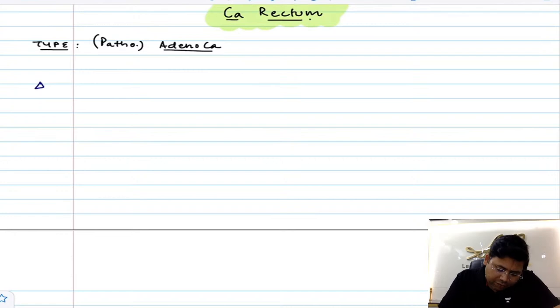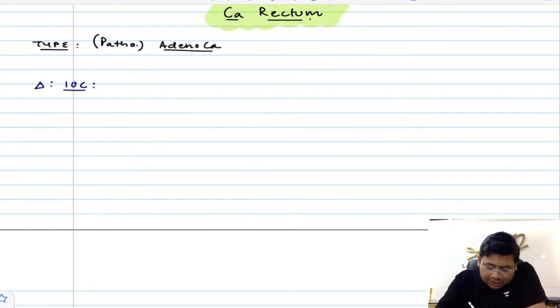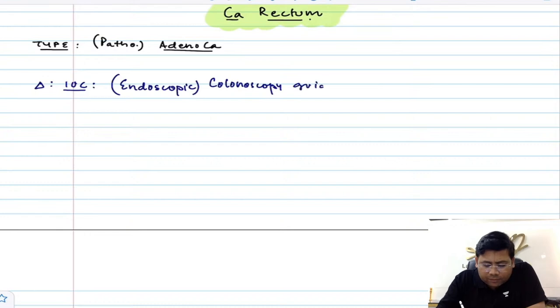If you talk about diagnosis, the investigation of choice for CA rectum, what is the answer? The answer is endoscopy. And what is this endoscopic basically? This is colonoscopy guided biopsy.